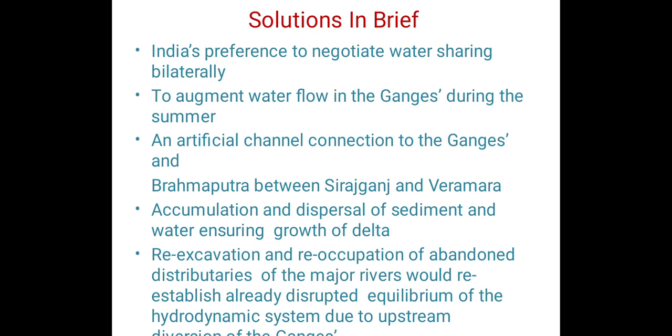Solutions in brief. India's preference is to negotiate water sharing bilaterally to augment water flow in the Ganges during the summer, and artificial channel connections to the Ganges and Brahmaputra between Sirajganj and Veramara. Accumulation and dispersal of sediment and water ensuring growth of delta, re-excavation and reoccupation of abandoned distributaries of the major rivers would re-establish the already disrupted equilibrium of the hydrodynamic system due to upstream diversion of the canals.